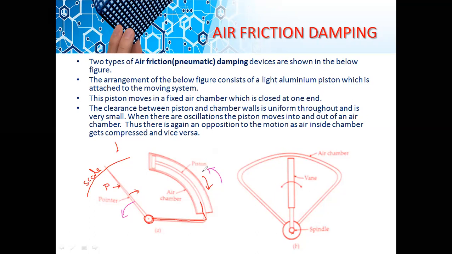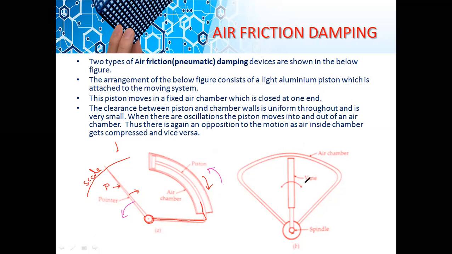But inside the air chamber, there will be opposition to the motion as the air inside the air chamber gets compressed. So when the piston is moving in clockwise direction, the air is compressed, which will try to oppose the movement of the piston. Now when it is counterclockwise, air here will get compressed. Again, there will be opposition to the motion of the piston. So this is how damping is produced.